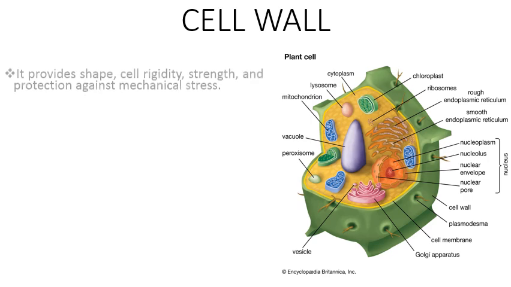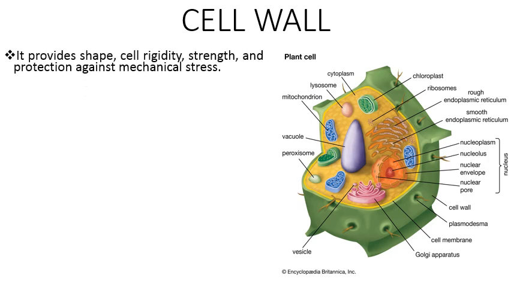Firstly, cell wall. As we know, certain groups of organisms, like protists, fungi, plants, and bacteria, have a cell wall, and this cell wall helps in maintaining a definite shape. It's also a protecting structure that protects the organism from various stresses. So it provides definite shape, rigidity, strength and protection against mechanical stresses.